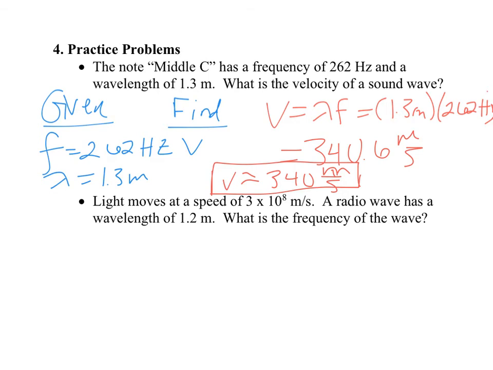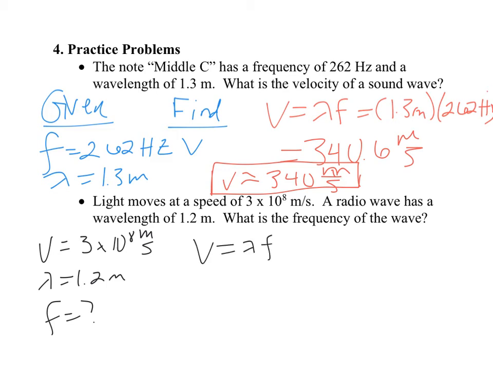So we know that the speed is 3 times 10 to the 8th meters per second. We know that the wavelength is 1.2 meters. We want to find the frequency. So again, using V equals lambda f, V over lambda equals f. 3 times 10 to the 8th meters per second over 1.2 meters equals my frequency.